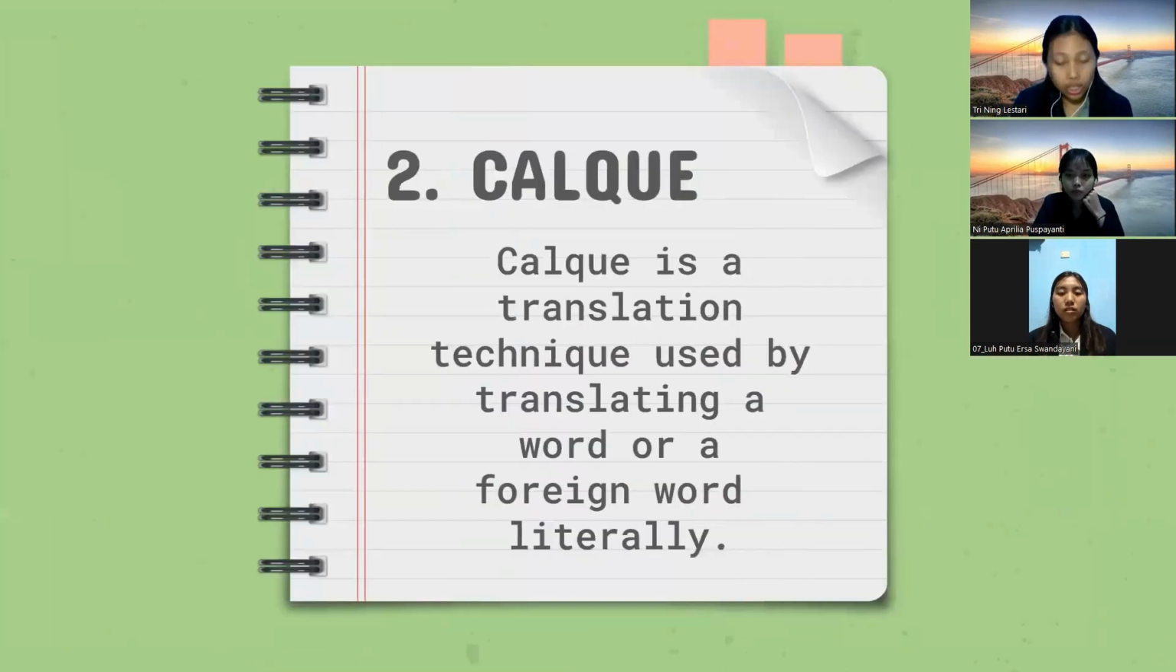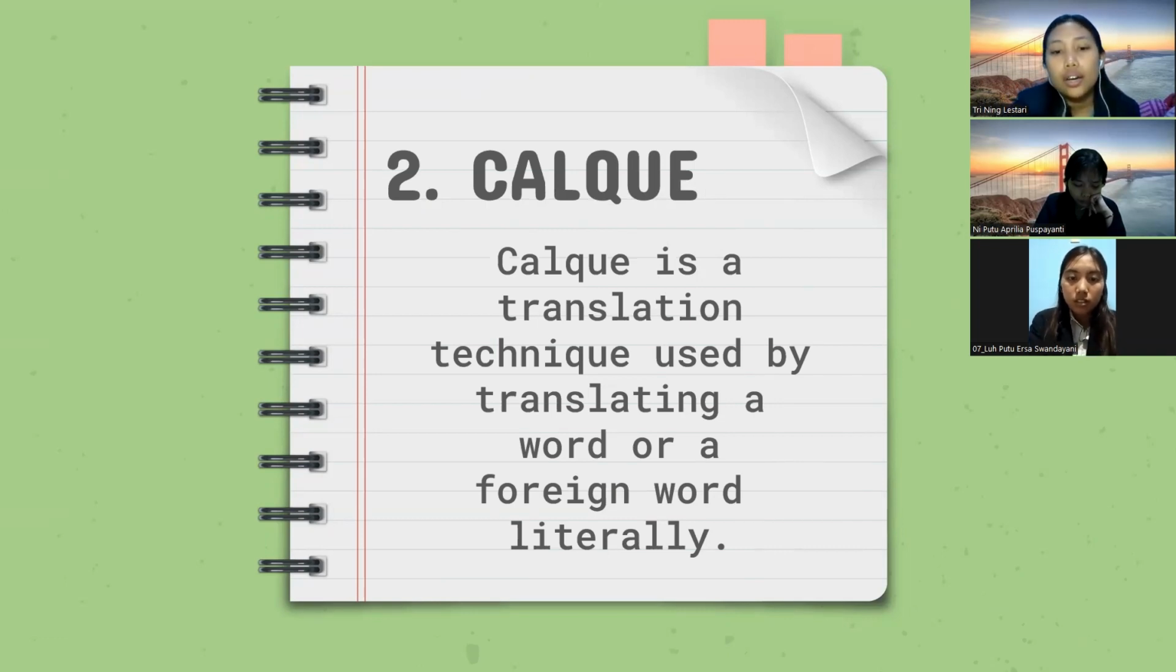And then number two is calque. Calque is a translation technique used by translating a word or a foreign word literally. Similar to the borrowing technique, the similarity is that calque and borrowing techniques both translate words by translating their lexical and structural elements. Lexical elements mean elements of the actual meaning of the word. Meanwhile, structural means the arrangement of words.